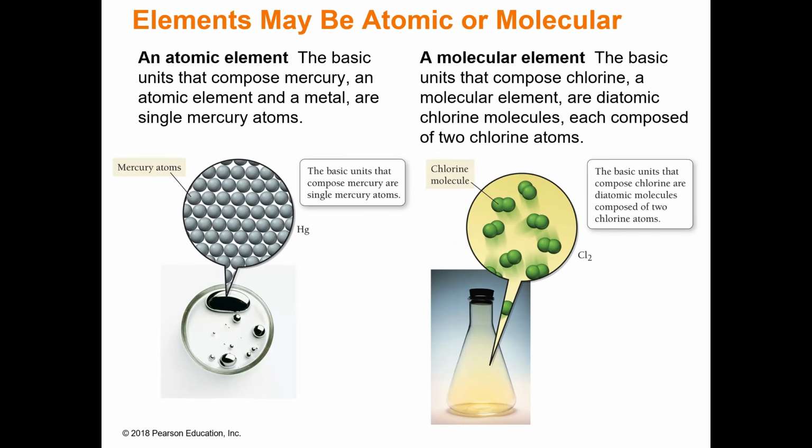Here's a visual. Mercury is an atomic element made of individual atoms. Chlorine, however, is a molecular element. In nature, it comes as Cl2, pairs of chlorine atoms bonded together. These distinctions are important for understanding how elements behave in chemical reactions.